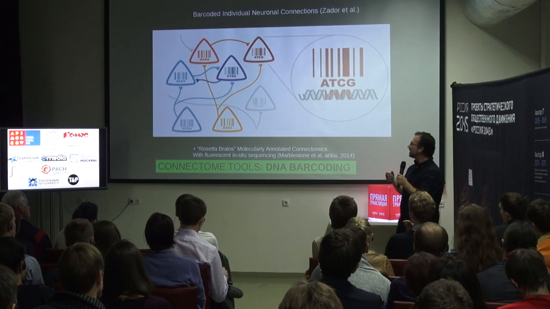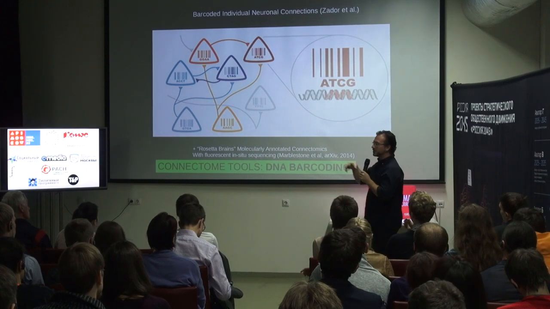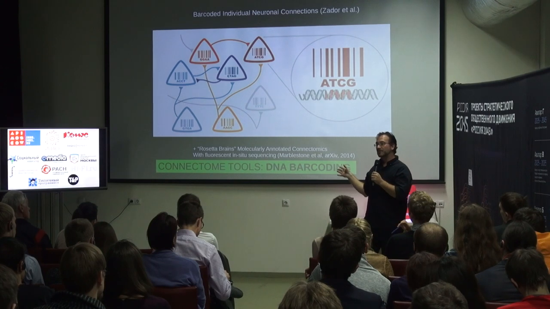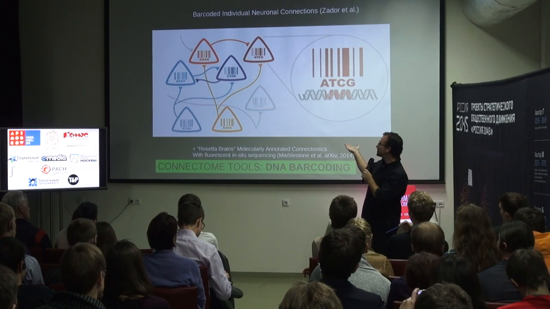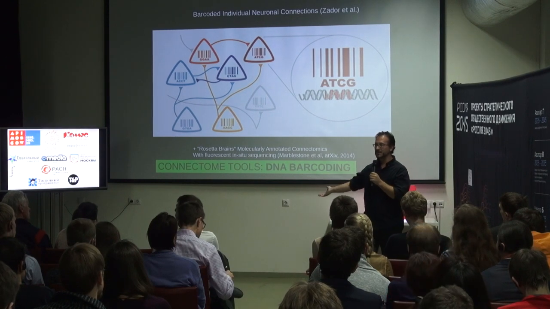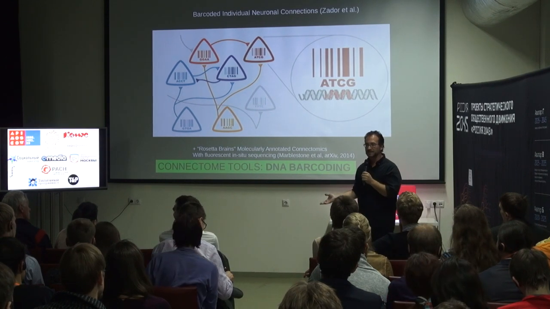So that's a way of getting, at least in terms of information of which neurons connected with which other neuron, that would be a good way to do that for a very large number of neurons, because biological techniques have the advantage that they're easy to apply to many cells at the same time. You could do that to millions of cells at the same time.